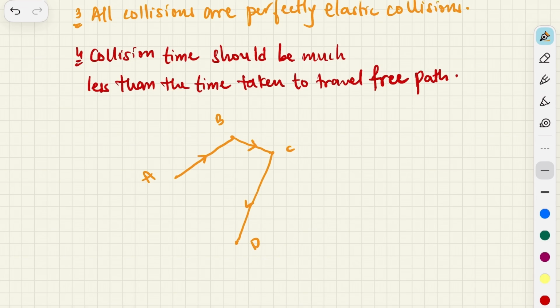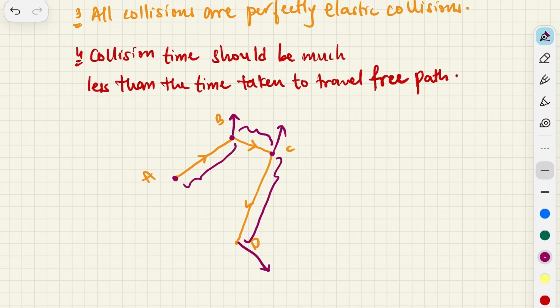When A hits B, B might go somewhere, but we are just tracking molecule A. When A hits C, C might go somewhere else, and when A hits D, D might go somewhere else. But this distance is the distance in which molecule A is not colliding with anyone else. In the same way, this is a distance where molecule A is not colliding with anyone else, and this is also a distance in which molecule A is not colliding with anyone else.